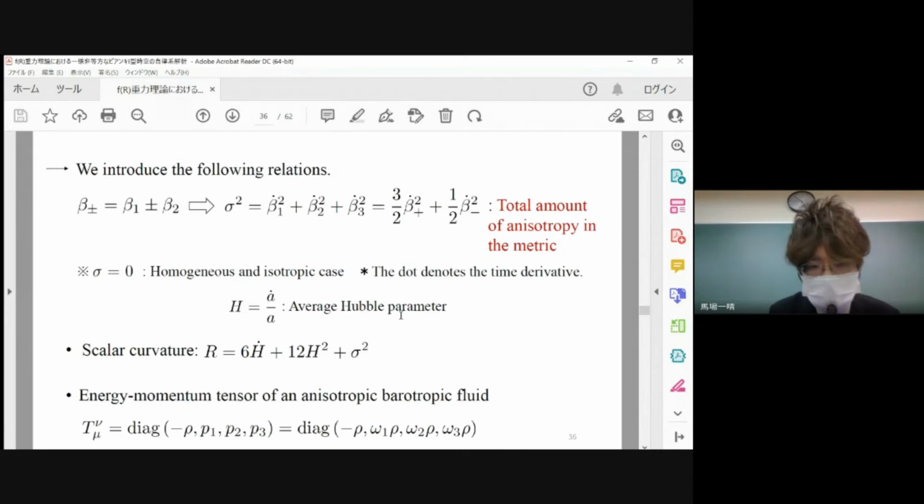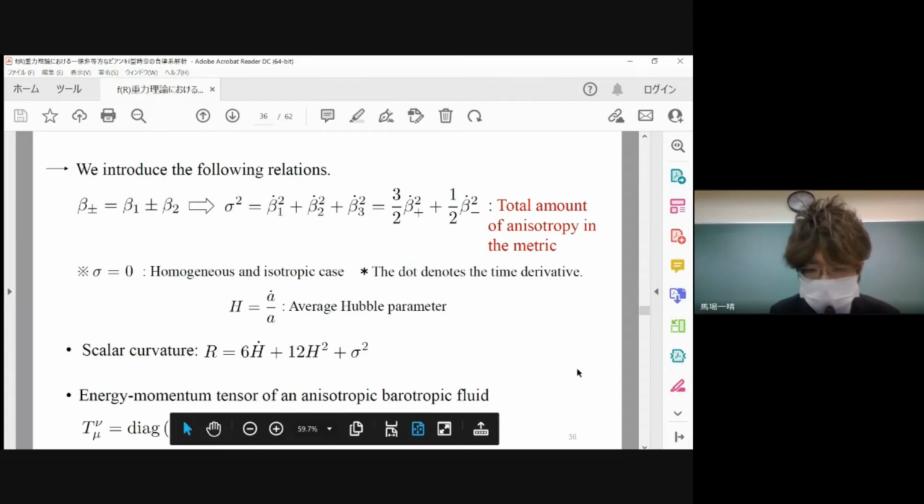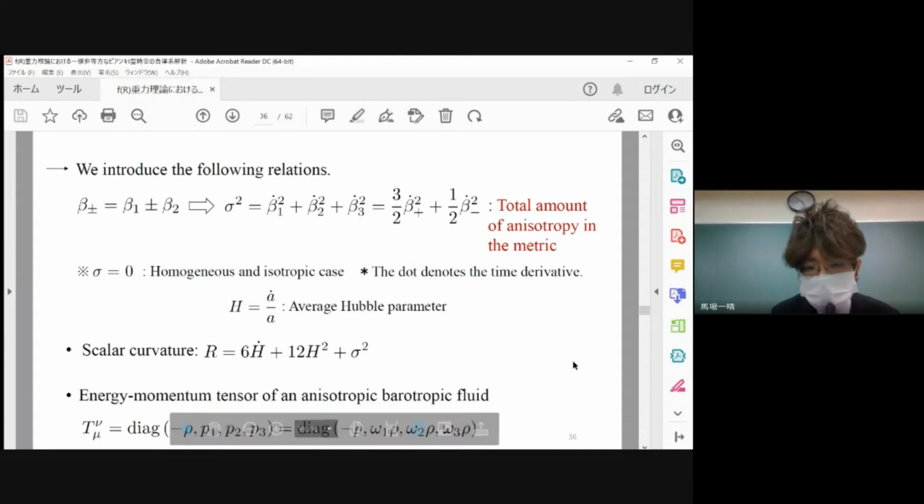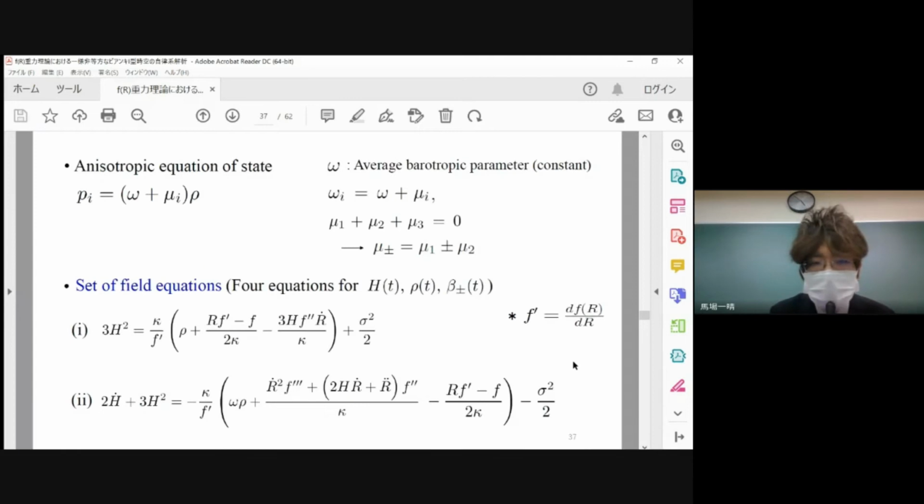In this case, the scalar curvature is given by these expressions, and the energy momentum tensor of an anisotropic barotropic fluid is given by these expressions. And also, we introduced an isotropic equation of state here, and omega is the average barotropic parameter. In this case, we have introduced these parameterizations.